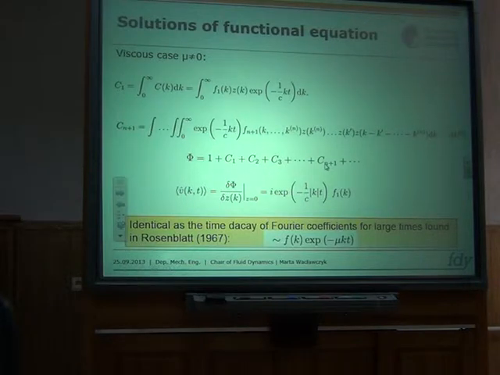Now, for the viscous case, by doing analogous analysis, we found also the set of constants C, and we could also calculate the mean of V and higher order statistics. And here we have the time decay of Fourier coefficients for large times, which was found also in some paper. The point is also that a relation between the function fn plus 1 and the lower function can be found by introducing this solution back into the Hopf equation.